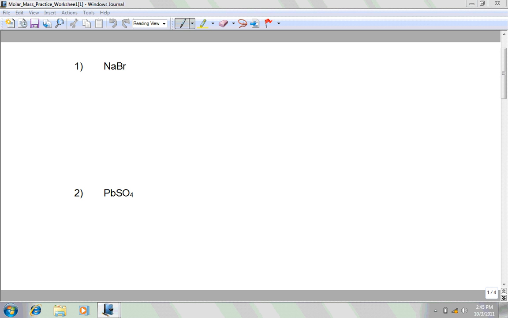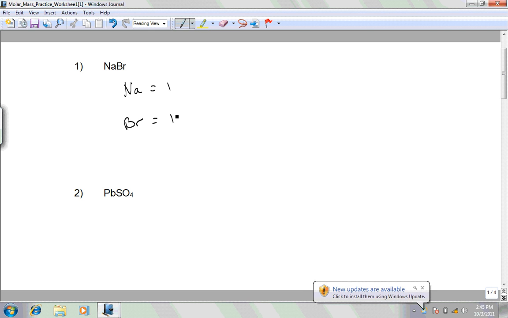Alright, so first thing we need to do is figure what elements we have. For sodium bromide, we have sodium and bromine. We have 1 sodium and we have 1 bromine. So you're going to look at the periodic table and you're going to look for sodium. And by doing such, you find that sodium its atomic mass is 22.99. So we're going to multiply 1 times 22.99 because that's how many sodiums we have.